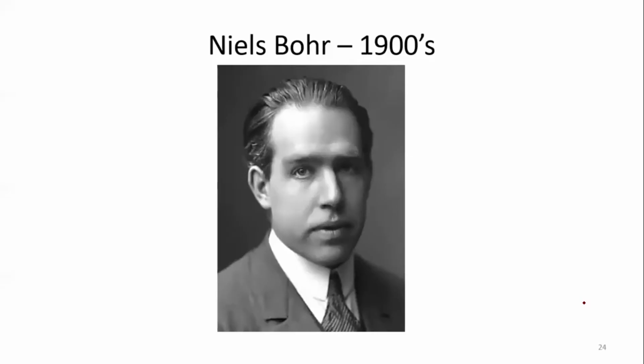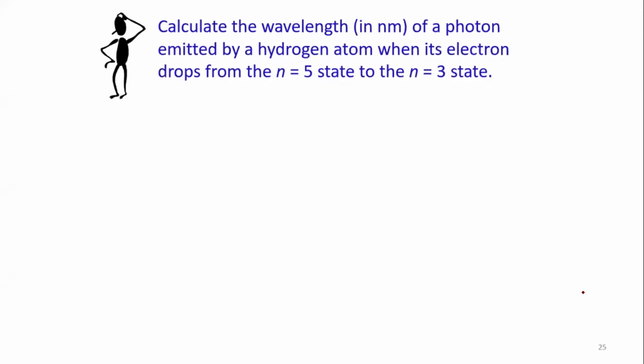All right, so we're talking about Niels Bohr. So let's look at this example here. What would be the wavelength of a photon emitted by a hydrogen atom when its electron drops from the n equals 5 to the n equals 3 state?